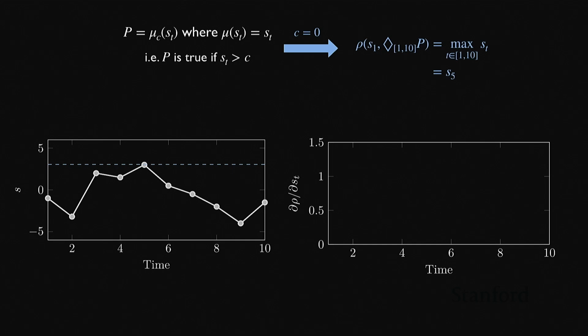Does that part make sense? In this case, our robustness is just S5, and we're thinking about taking the gradient. So if we take the gradient of this formula with respect to S5, we get 1. And so that's just where the 1 comes from.